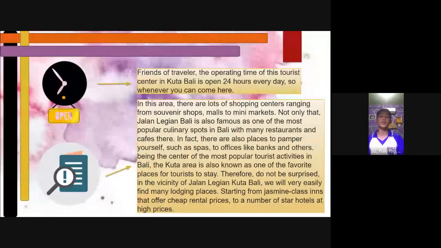Being the center of the most popular tourist activities in Bali, the Kuta area is also known as one of the favorite places for tourists to stay. Therefore, do not be surprised in the vicinity of Legian Kuta Street, Bali, we will very easily find many lodging places, starting from jasmine class inns that offer cheap rental prices to a number of star hotels of high price.